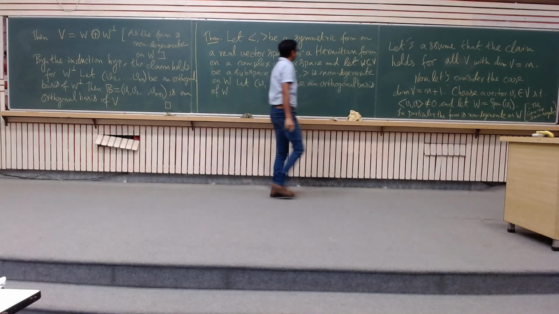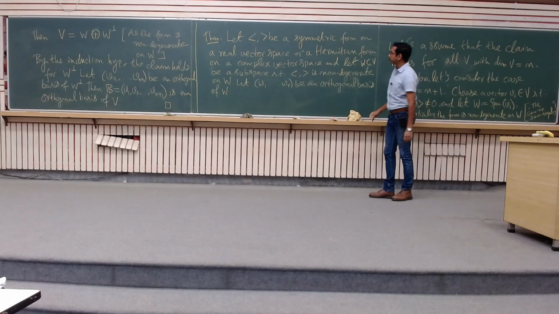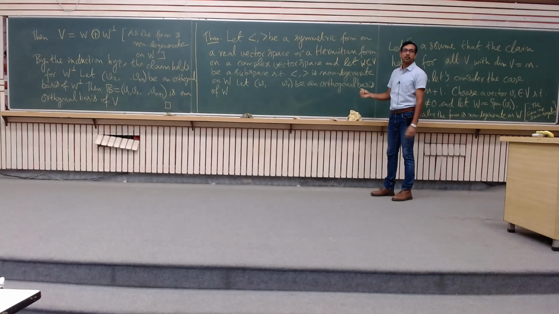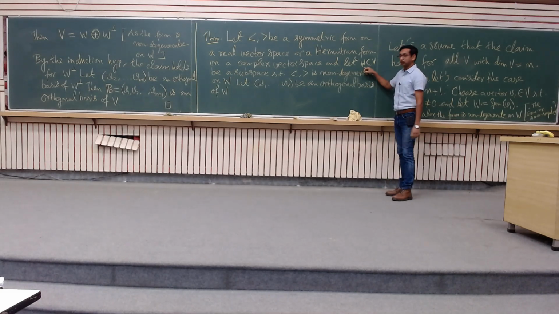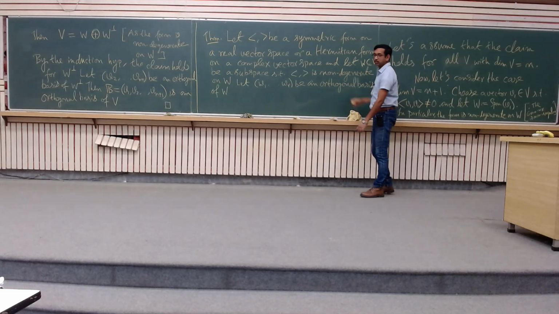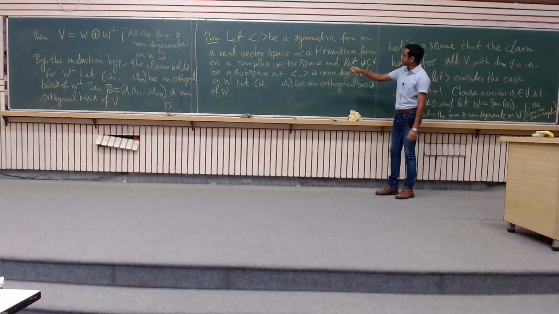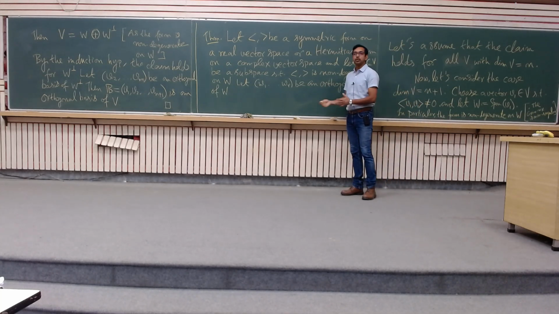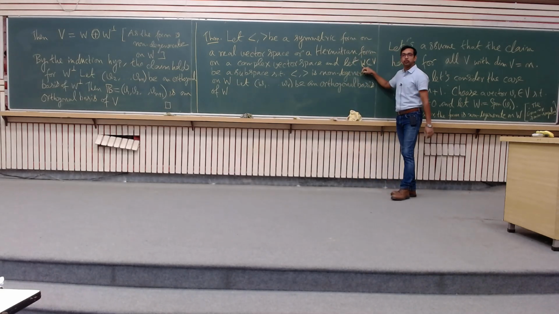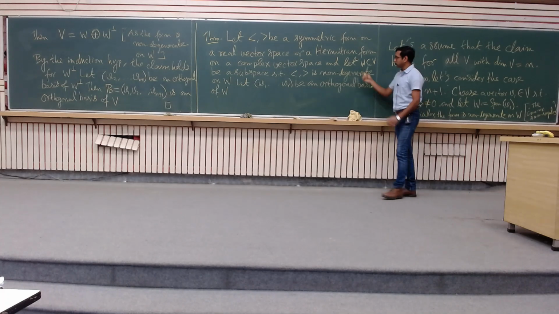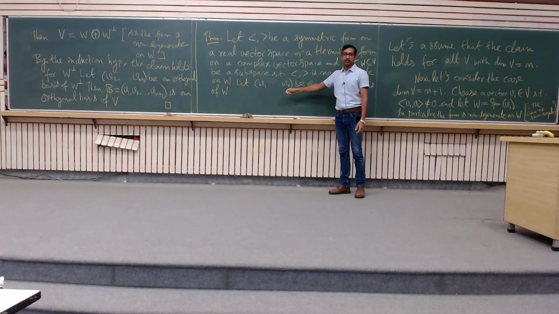So it's a symmetric form on a real vector space or a Hermitian form on a complex vector space, and we're taking a subspace W such that the form is non-degenerate on it. Now we already proved that for any vector space, if you are given a symmetric or a Hermitian form, there exists an orthogonal basis. So if you restrict the form to W, you also get an orthogonal basis for W. Let this be such a basis.